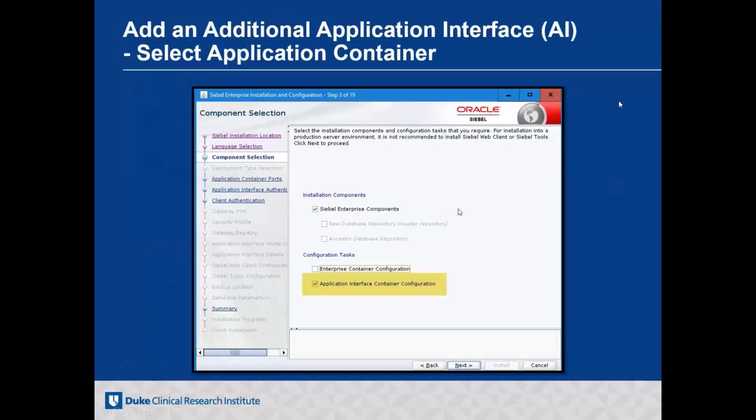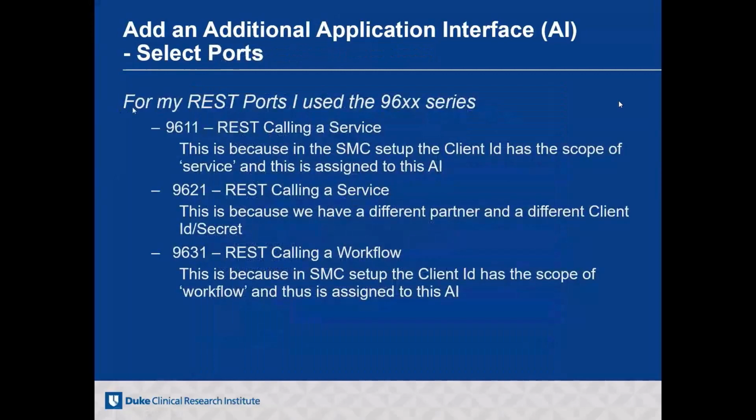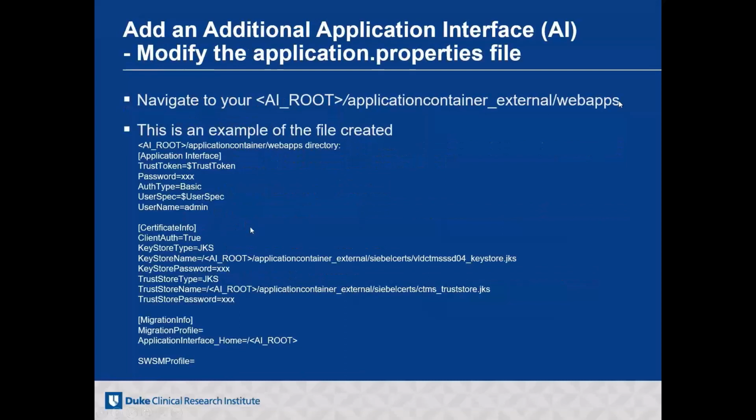So after you've got the OAuth set up, you need to create a new AI, just an application container configuration. Here are the ports we use, like a regular REST call service. We have two set up, depending on who's calling us, and then our REST workflow. And it's like 9611, 12, 13, 21, 22, 23, 31, 32, 33 for the ports. And so once you have it installed, you navigate to the new AI directory. And you'll see this is an example of what was created.